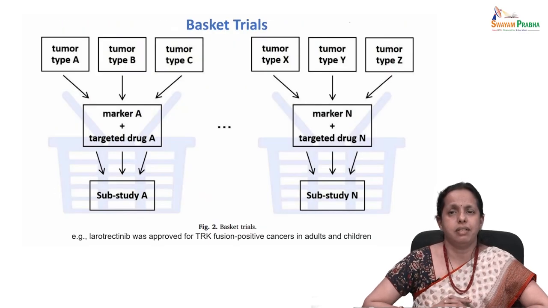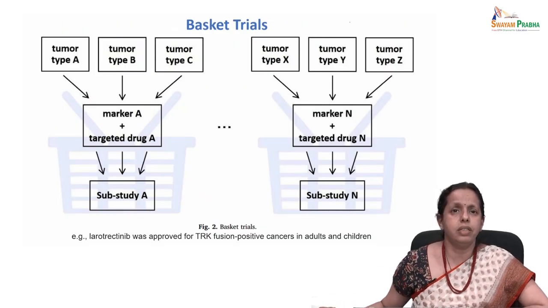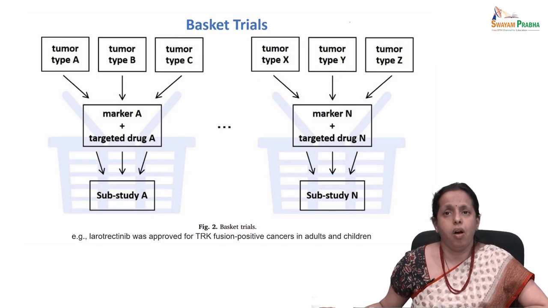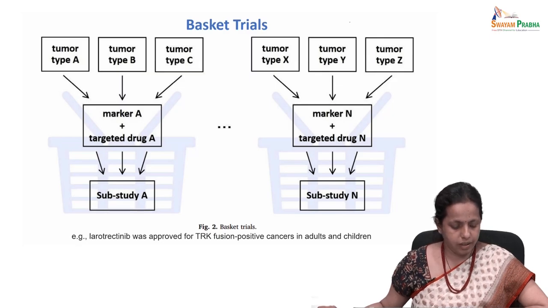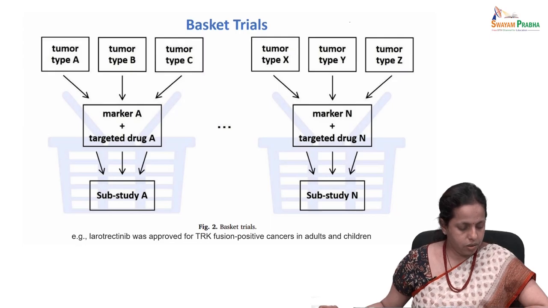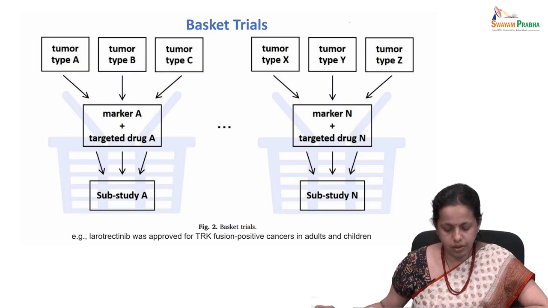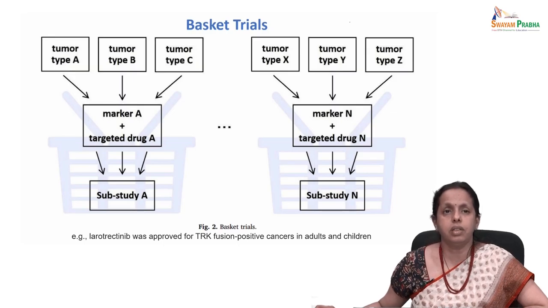What happens in basket trials? It evaluates one targeted therapy on multiple disease subtypes. You have tumor type A, tumor type B, or tumor types X, Y, Z, either the same tumor or different types. You have marker A plus targeted drug A, then marker B and targeted drug B. You're stratifying this. One example is larotrectinib, which was approved for TRK fusion positive cancers in adults and children using these basket trials.